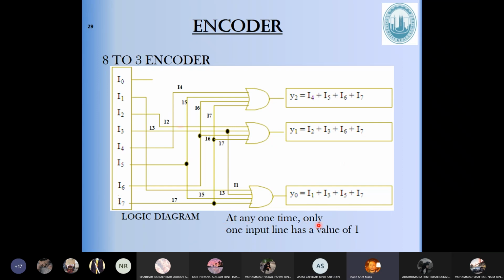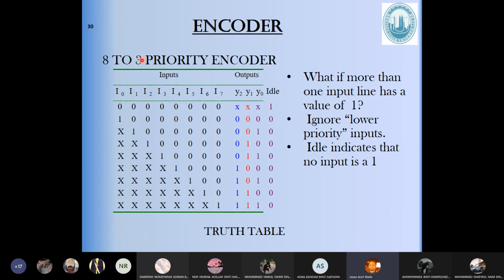So at any one time, only one input line has the value of 1. Okay, only one can be high. We will not have I0 and I1 both at once. It will malfunction if that happens. Okay. Unless you are using a priority encoder. So what is this priority encoder? The situation is, what if more than one input line has the value of 1? For example, I1 is 1, I0 is also 1. So when it is don't care, it means it can be either 0 or 1.